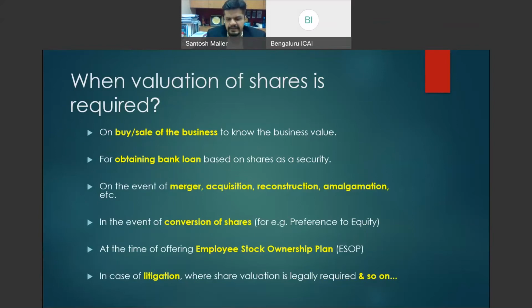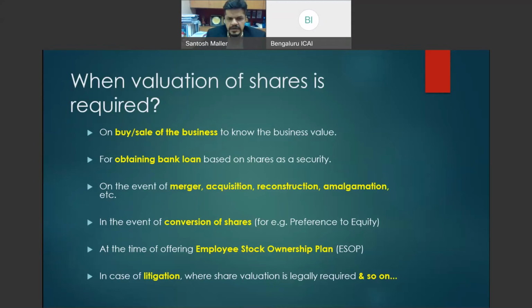So for example, it can be a sale transaction, it can be a sale of shares, or it can be a spin-off, it can be a share purchase transaction, it can be a business purchase transaction. In that case, the two parties will have to determine the valuation of the shares. For obtaining bank loans when shares are being offered as security.